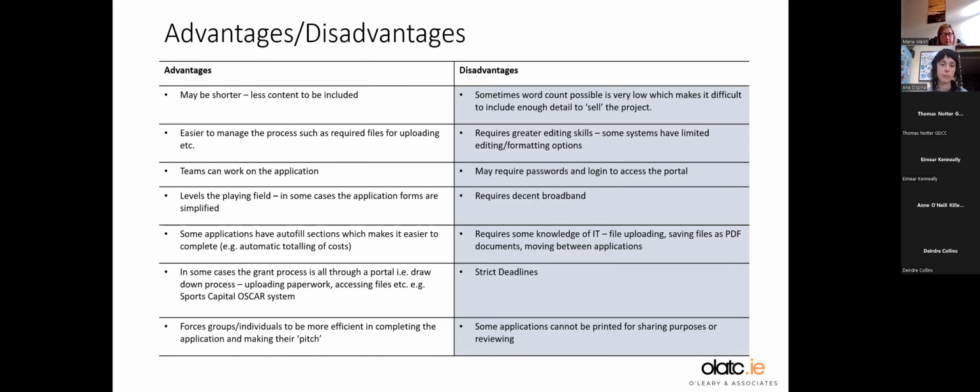So again, what we recommend people do is that they have their passwords and logins for the portal on a separate file. So all the information they're putting together for the grant, they also have the password and login on that file as well.